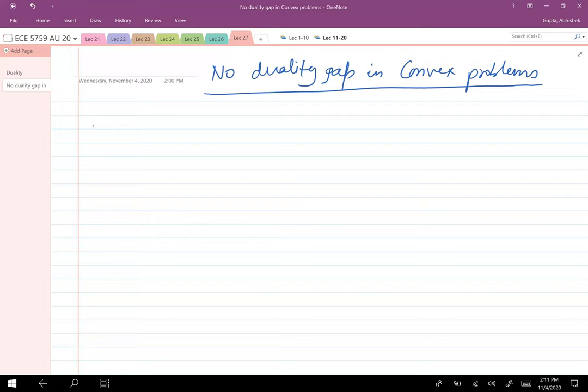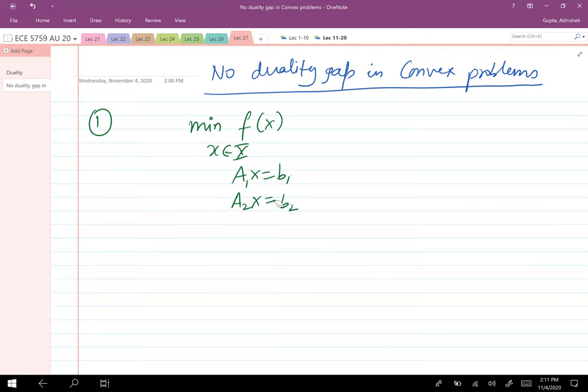So the first situation I'm going to consider is the following. I want to minimize a function f(x) such that x is in set capital X, A1 x equals b1, A2 x is less than or equal to b2.